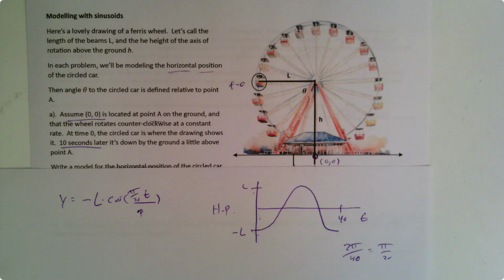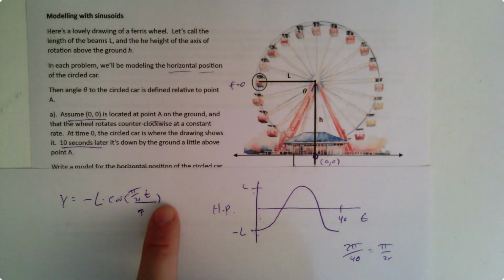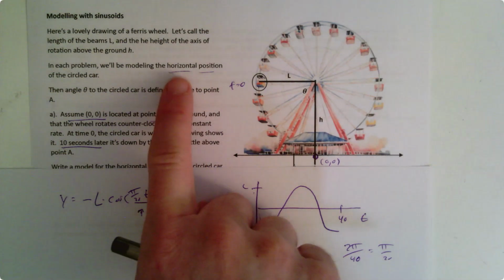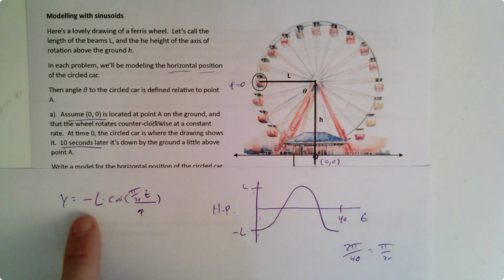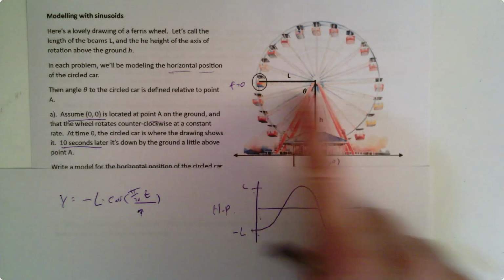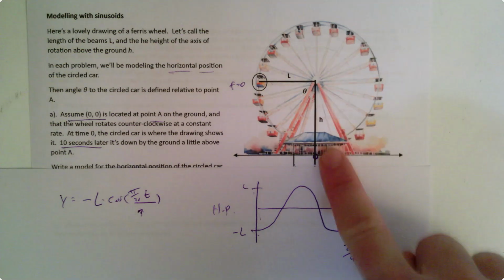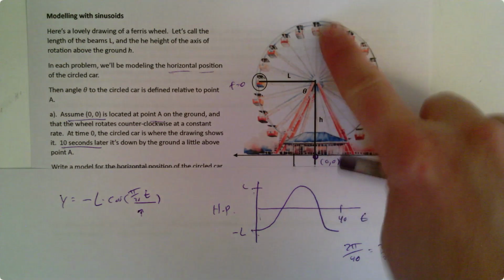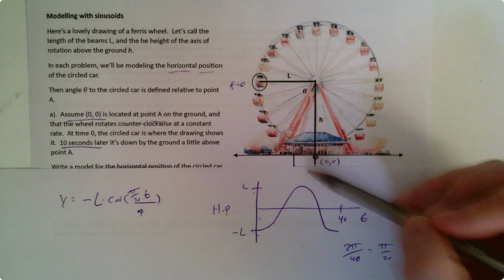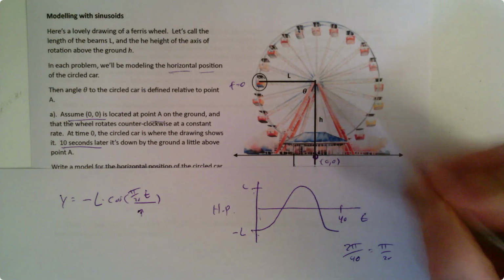So now let's go over a couple of misconceptions. Some people decided to put a plus h on the outside here. The reason that doesn't really make sense is hopefully clear by now. If we're paying attention to what we're actually trying to write an equation for, we're interested in the horizontal position, which is just how far back or forth the circled car has gone. H is in the opposite dimension. H is the vertical position. And it's not the vertical position of the car, it's the vertical position of the axis of rotation here above the ground.